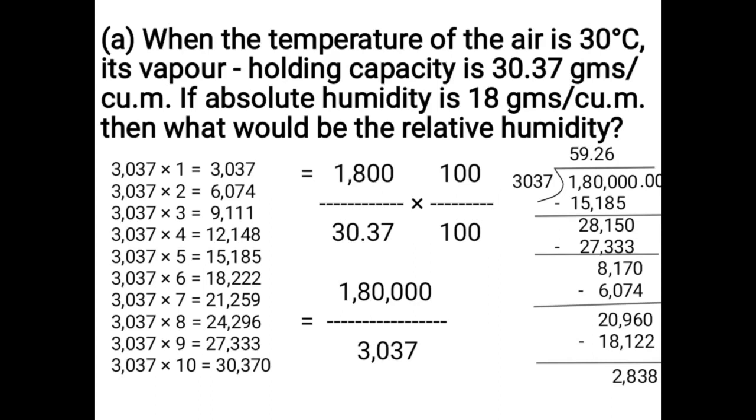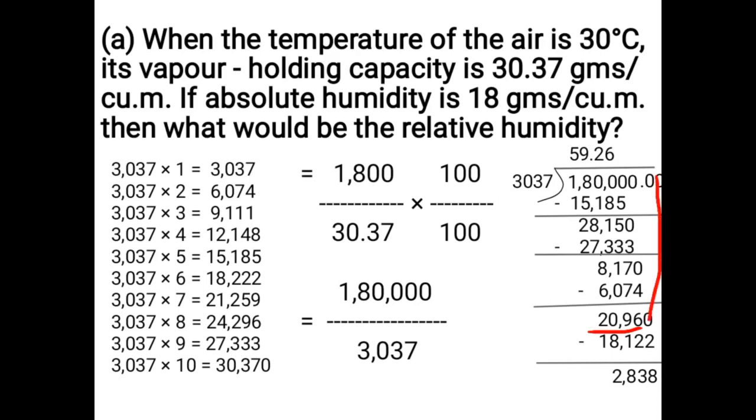When you are bringing this 0 down, you have to put a decimal point here, and then bring this 0 down, because before this 0 the decimal point is there. Then 3037 twos are 6,074. You have to subtract 8,170 minus 6,074. I am getting the answer 2,096. Then the last 0 you have to bring down.